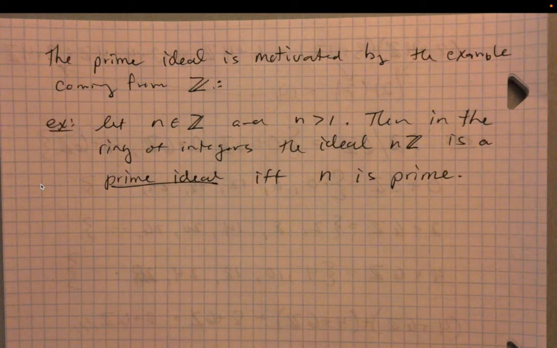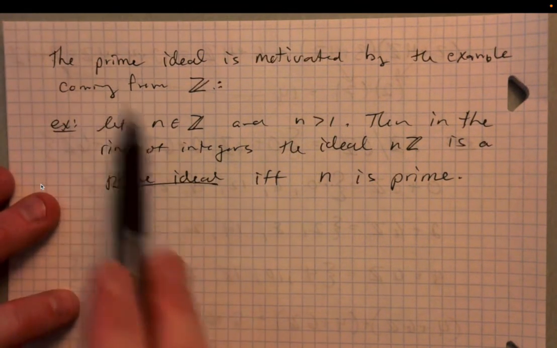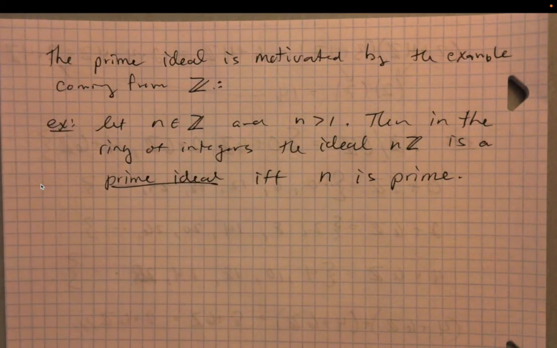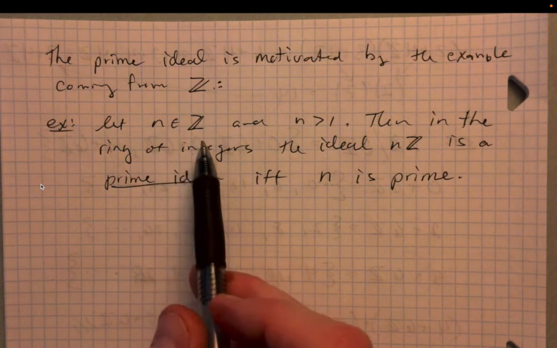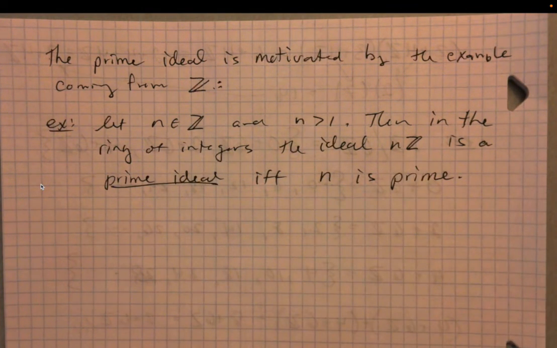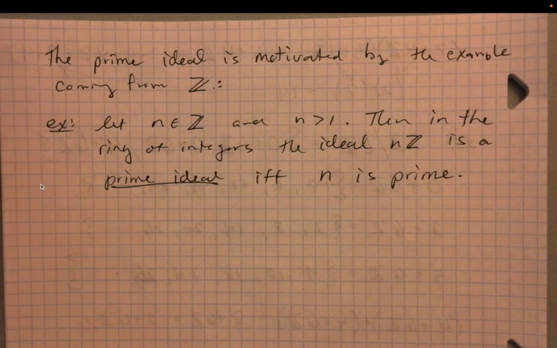Remember, a prime ideal A of a commutative ring R is a proper ideal of R such that for all a, b in R, if the product ab is in the ideal, then a or b is in the ideal. But in reality, this concept comes from this example where we've got n and Z. We know that nZ is an ideal. Well, it turns out that nZ is a prime ideal if and only if n is prime. So let's see why that's true.